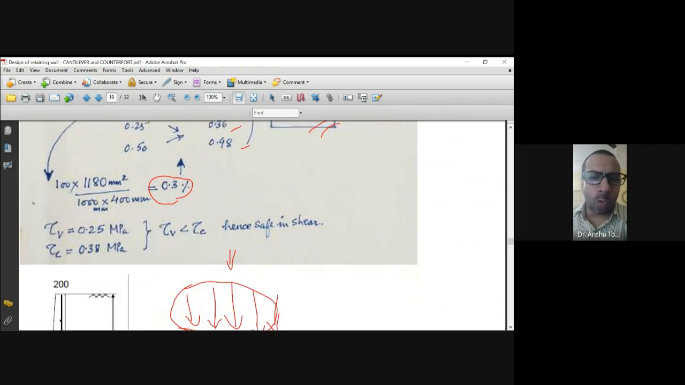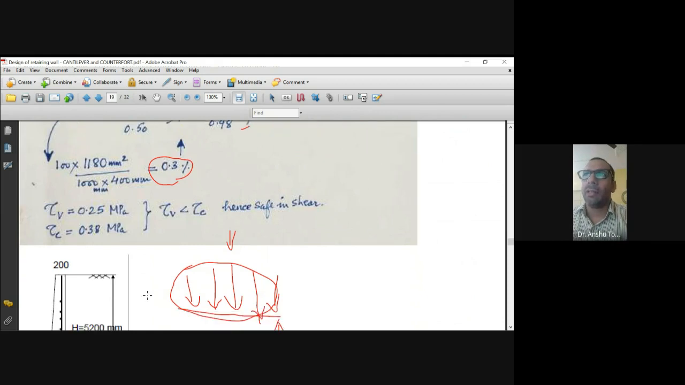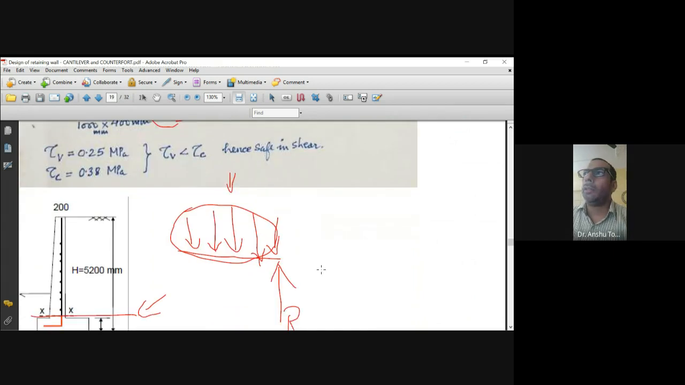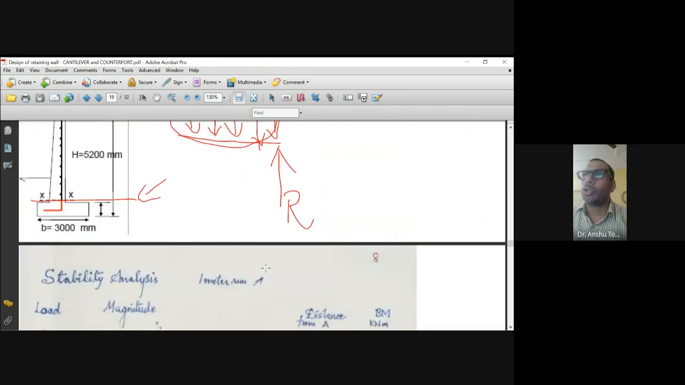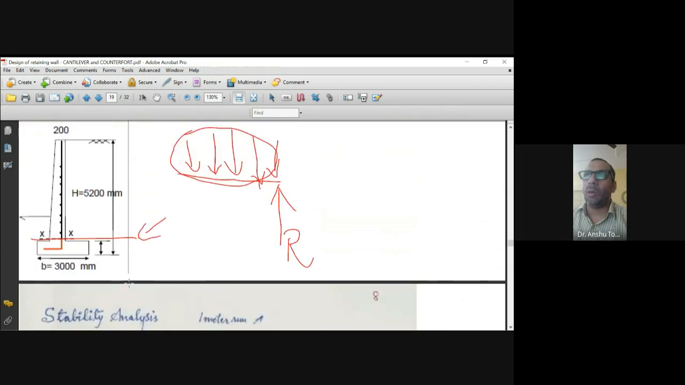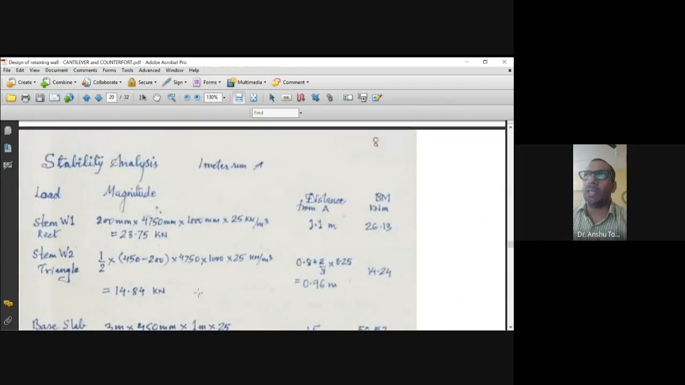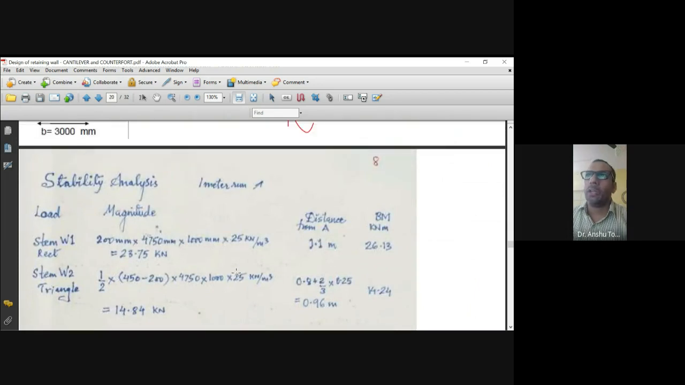So tau v is very less as compared to tau c. That means the shearing capacity of the element is quite safe. Stem is quite safe. So further, the only thing is now the stability analysis. So this was corresponding to finding out the safety in shear.